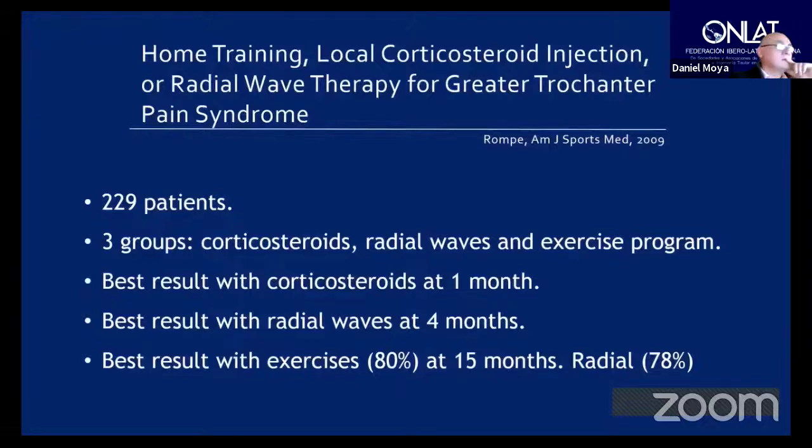This is a very important paper by Jean-Dick Rompe that compares home training, local corticosteroid injections, and radial waves for treating greater trochanter pain syndrome. The authors included more than 200 patients and divided them into three groups, one receiving corticosteroids, another radial waves, and the last one an exercise program. The corticosteroids had their best result at 1 month, but then the effect disappeared. The waves had at the 4th month the best results compared to the other methods. And at 15 months, the exercises gave 80% of good results, whilst radial waves gave 78% of good results.